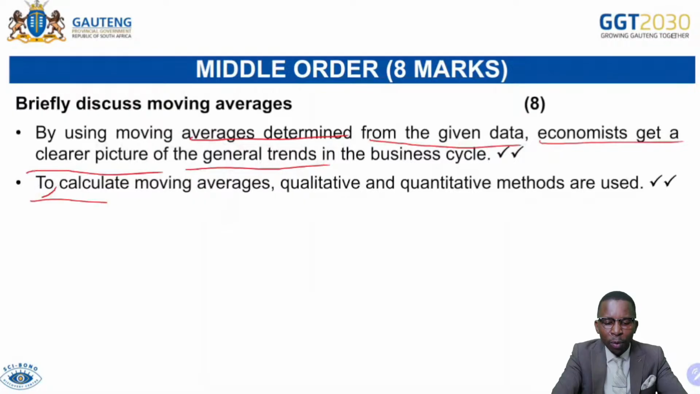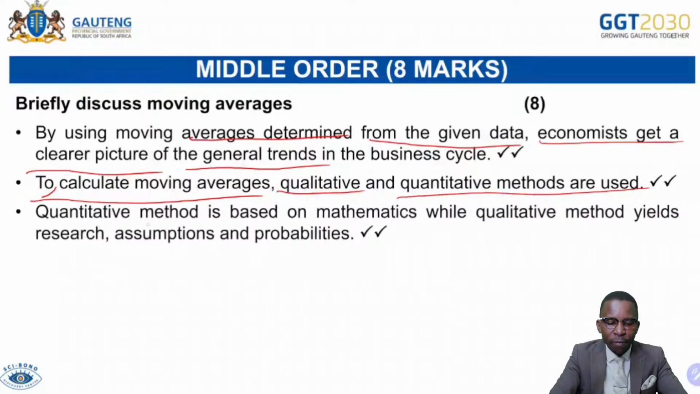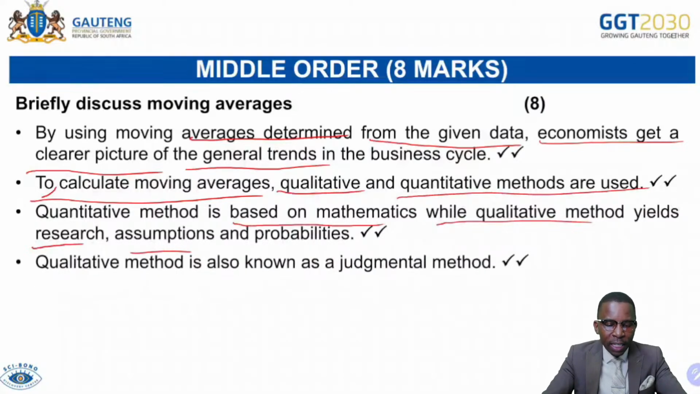To calculate moving averages, qualitative and quantitative methods are used. Remember, we have those also. Then quantitative method is based on mathematics, while qualitative method is based on research, assumptions, and probabilities. Qualitative method is also known as judgmental method.